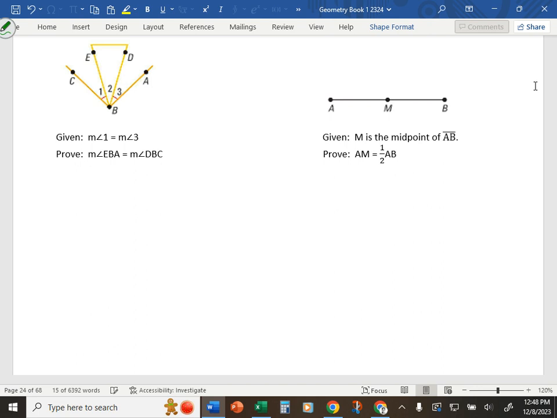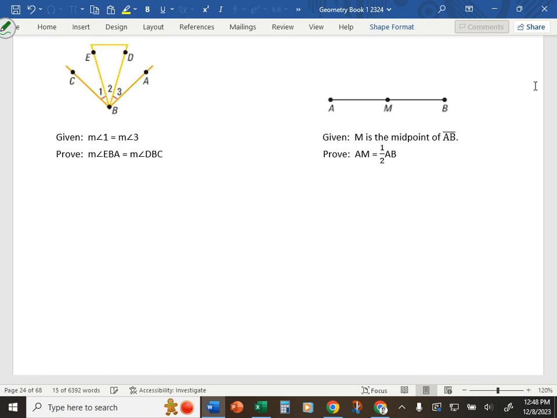It says given angle 1 is equal to angle 3. The measure of angle 1 is equal to the measure of angle 3. Notice we're using the equal sign here, not congruency. When we use equal, we're talking about their values. That's why it's measure of. So if the measure of angle 1 is 30, then the measure of angle 3 is 30.